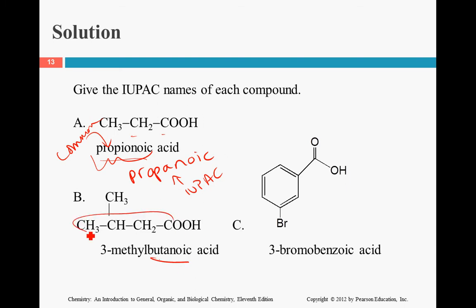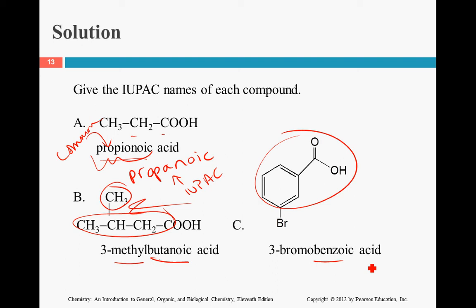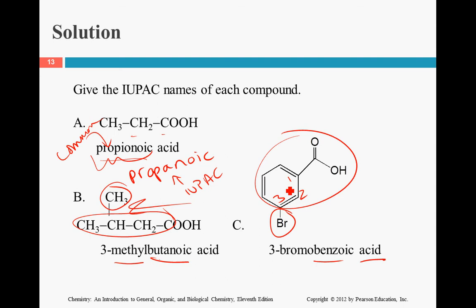Butanoic, because there's 4 carbons. On the third carbon from the oxygen, there's a methyl group. Benzoic acid, that's where we get this from. 3-bromo, so on the third carbon away from the carboxylic acid group is the bromine. And that is the end of how to name carboxylic acids.